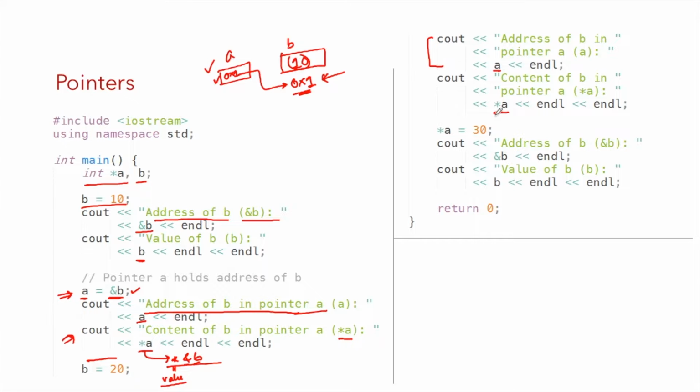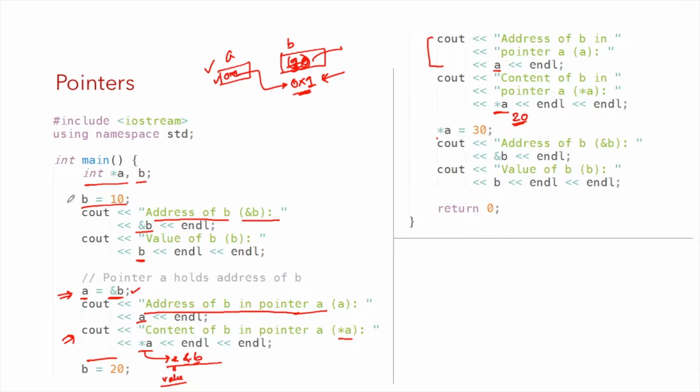So that is nothing but the value at the address of B, which is the updated value, that is 20. Now another way to update the value of B is by using your pointer variable. So *A = 30. This is nothing but writing the value at the address location of B equal to 30. So this value will be updated to 30.